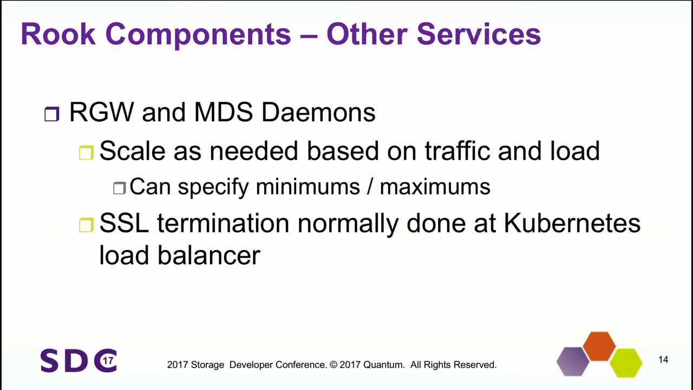For the other services, RGW, which is the object store, and MDS, which supports the file system, we scale as needed based on traffic. The startup and shutdown time of these services, particularly MDS, is slow; they take a long time to start up. There are parameters you can use to control how often they're started up and what the transition point is, and so on. We also have the opportunity to do SSL termination at the Kubernetes load balancers if we want, instead of terminating farther inside the Ceph system. That actually simplifies a bunch of the deployment and configuration of Ceph.